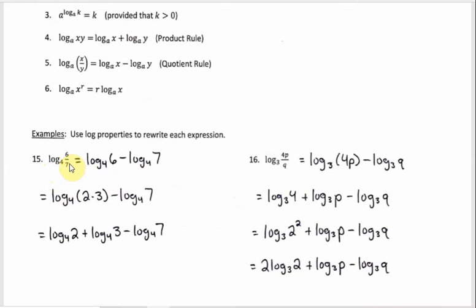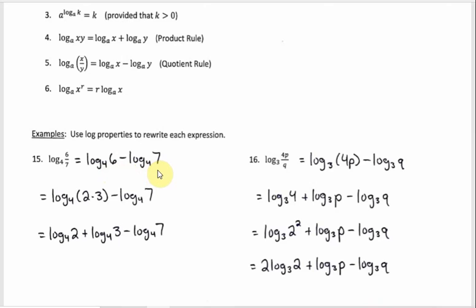So first you look at this, you go, oh, it's a quotient. It's number 5. Yep. So first step is you can write that as the difference of two logs. That's what I was trying to say. So log base 4 of 6 minus log base 4 of 7. But you could actually break this one up. Can't do anything here because 7's a prime number, right?